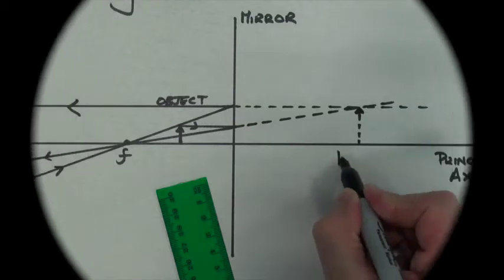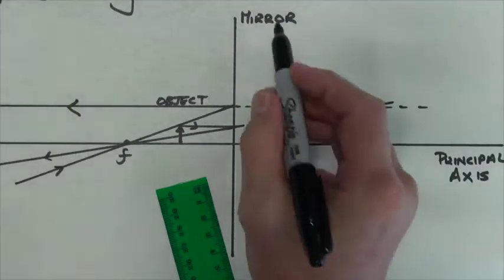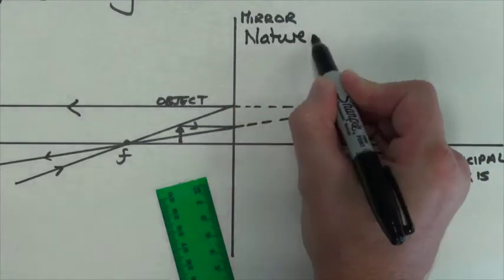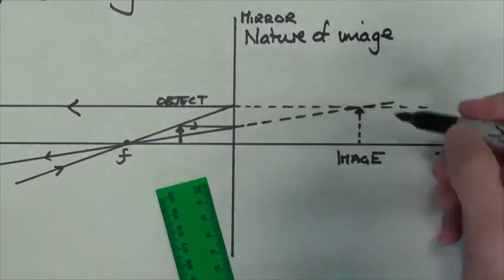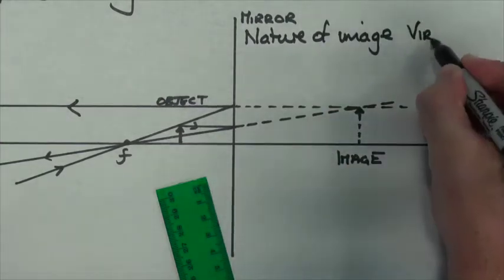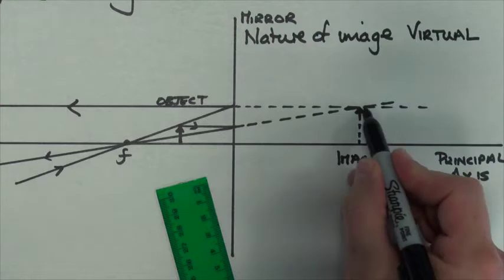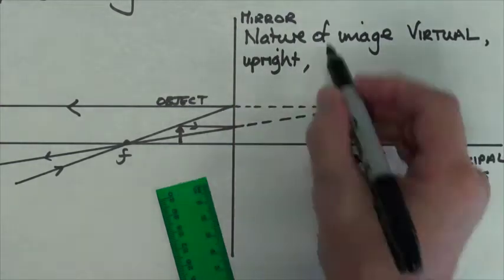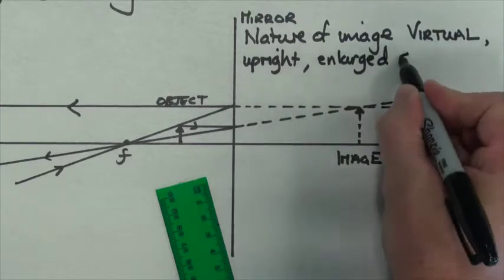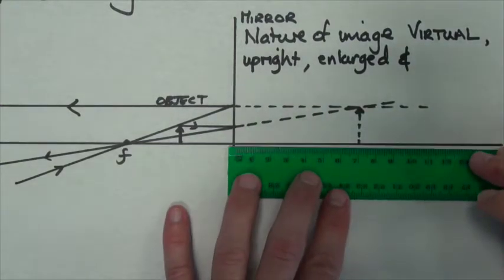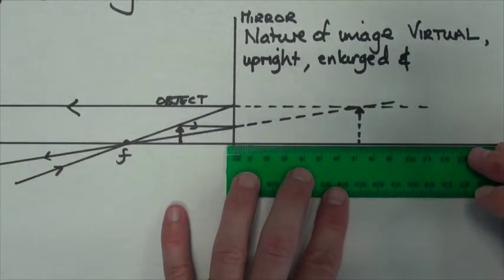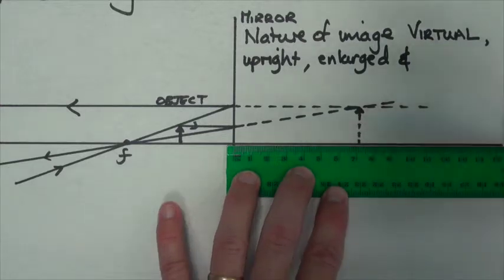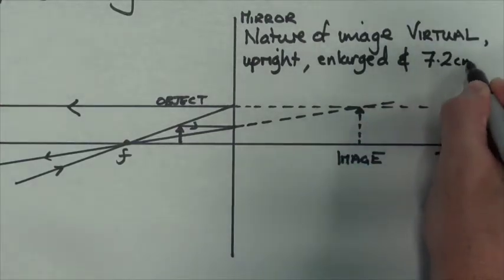Now, I'm going to label my image, and analyze the drawing. So here's my label. I now know that the nature of the image is virtual because it's on the far side of the mirror. I also know that it's upright, and compared to the object, it's enlarged. And its position, as we can tell from our ruler, is 7.2 centimeters behind the mirror.